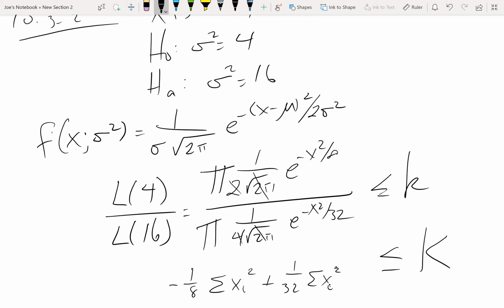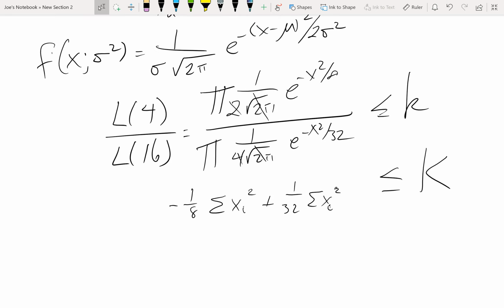Okay? All right, so let's look at the left-hand side now. Which number is bigger, the 1/8 or the 1/32? So when we need to take that constant and move it to the other side, we'll be dividing by a negative. So it'll flip the inequality, right? So we're going to be left with the sum of the x sub i squared is greater than or equal to some constant.